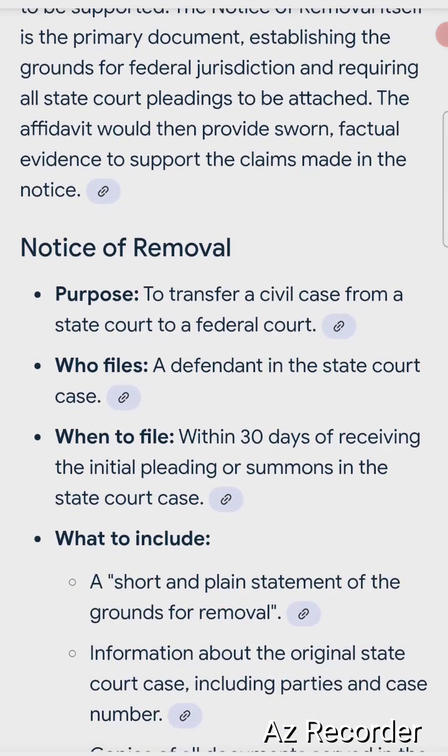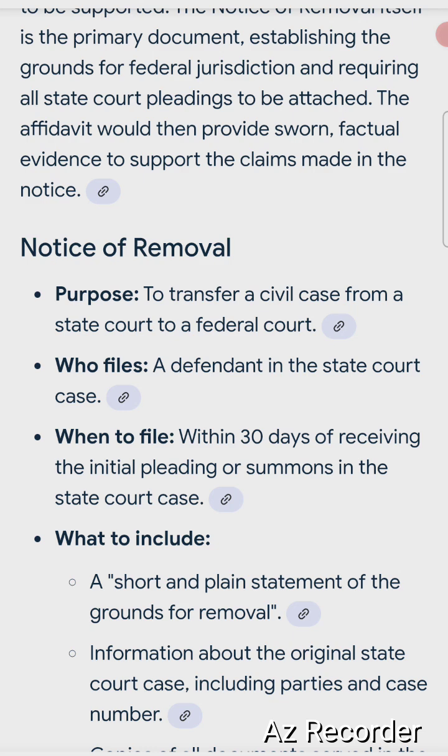Notice of removal. Purpose: to transfer a civil case from a state court to a federal court. Who files? A defendant in the state court case. When to file? Within 30 days of receiving the initial pleading or summons in the state court case. And there may be some exceptions. For example, if some time has gone by and you just came into this information, you would have an excuse to some degree, if you're just coming into this knowledge and you didn't know that you can do this.